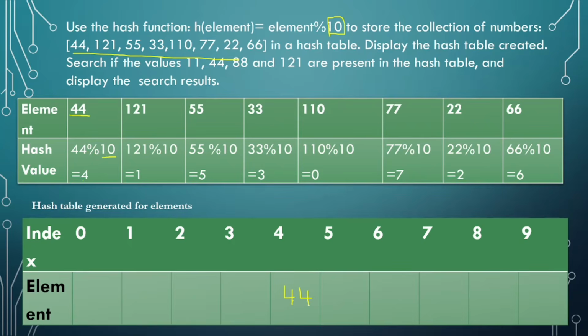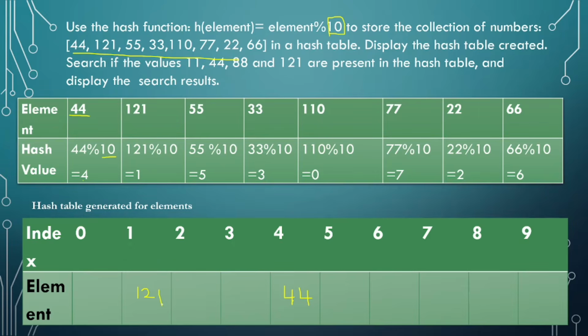Clear now? This is what it is going to take. Now 121, I'm taking the 121. 121 mod 10, what is the remainder for that? 1 is the remainder. So which is the one position? This is the one position in the hash table. You are going to mention here what?